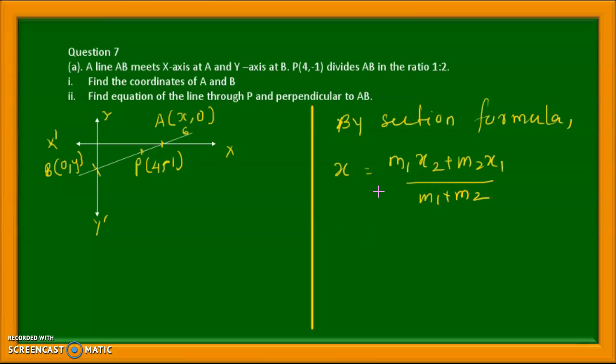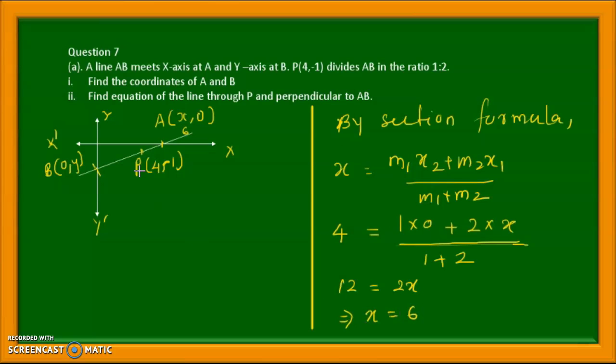So the x coordinate, which one is this? It is the x coordinate of the point which divides the line in the given ratio. That means P's coordinates are given here. So 4 is equal to m1, it's 1, into x2, it is 0 there, plus m2, it's 2, into x here, divided by m1 plus m2, 1 plus 2, which is 3. If we take 3 to the other side, you will get 12 is equal to 2x, which implies x is equal to 6. The x coordinate of A we got is 6.